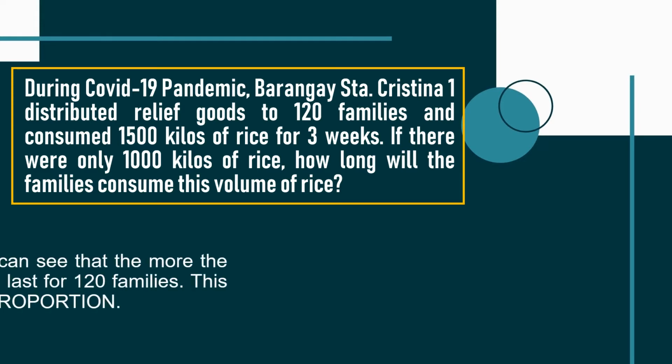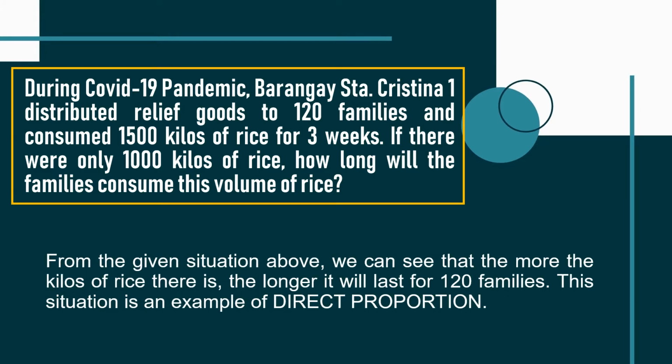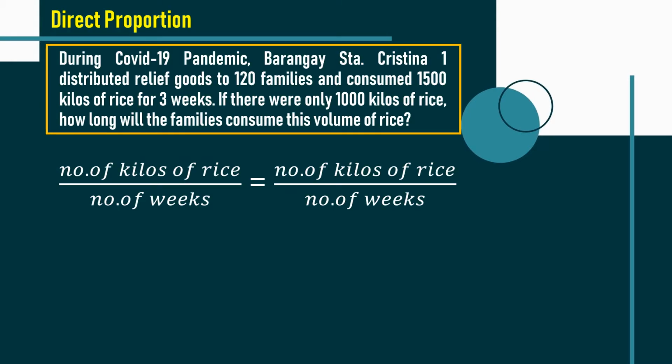From the given situation above, we can see that the more kilos of rice there is, the longer it will last for 120 families. This situation is an example of direct proportion. Thus, we have number of kilos of rice is to number of weeks equals number of kilos of rice is to number of weeks.